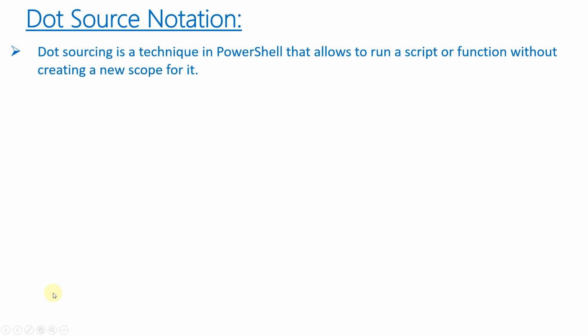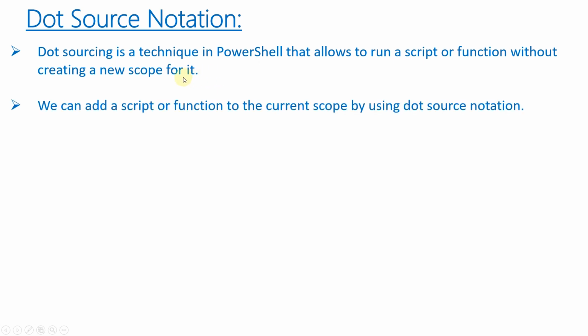And now we will see what dot source notation is. It is nothing but a technique in PowerShell which allows us to run any script or function without creating any new scope for it. So basically, when we execute any PowerShell script or function, it runs in a new environment. But if we want to run those in the same environment where the other part of the script is running, then we can use dot source notation. We can bring any script or function into the current scope by using dot source notation.